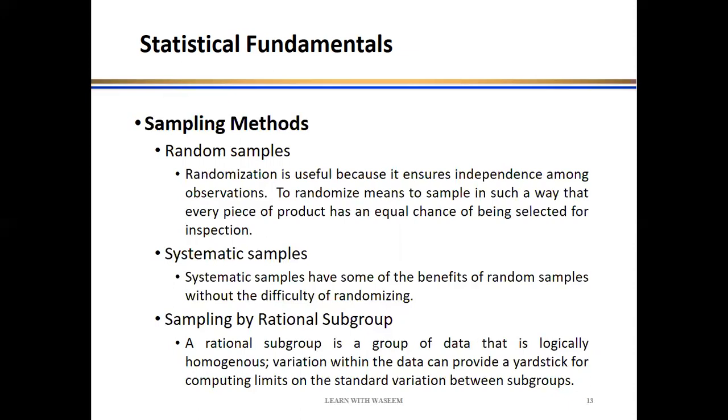Another one is the systematic samples, as the name suggests, systematic. Okay, so let's talk about the systematic samples. Systematic samples have some of the benefits of random samples without the difficulty of randomization. Samples can be systematic according to time or according to sequence. If a sample is systematic according to time, a product is inspected at a regular interval of time, for example, every 15 minutes. So after every 15 minutes, we will have to sample or inspect a product.